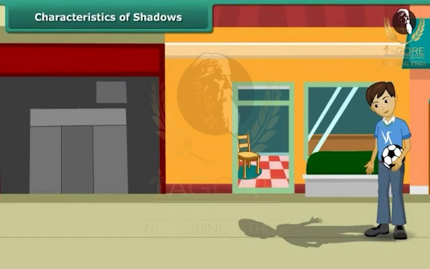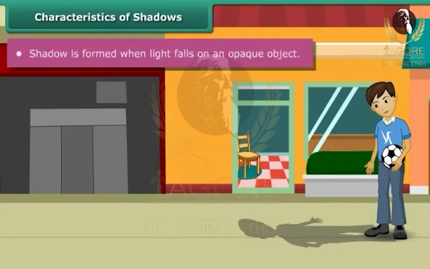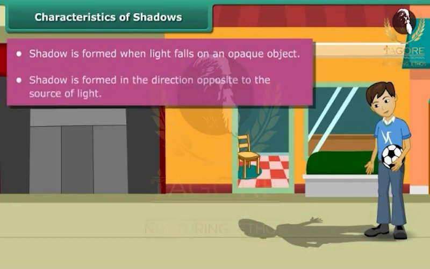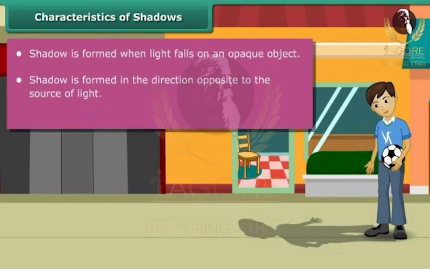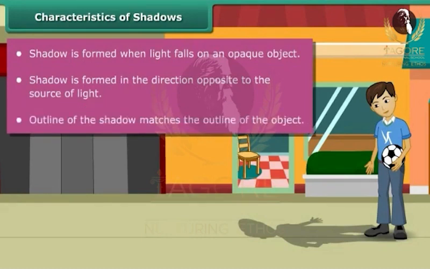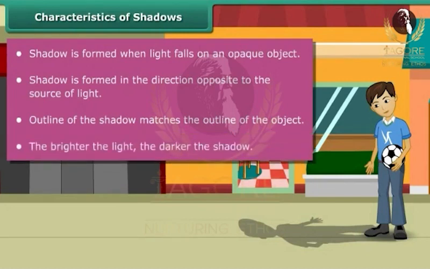You just learned some interesting facts about shadows. Let us list the important characteristics of shadows. Shadow is formed when light falls on an opaque object. Shadow is formed in the direction opposite to the source of light. Outline of the shadow matches the outline of the object. The brighter the light, the darker the shadow.